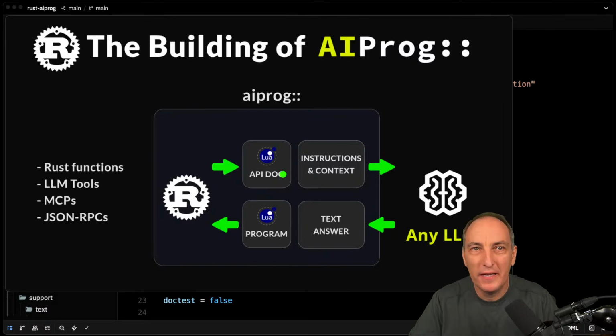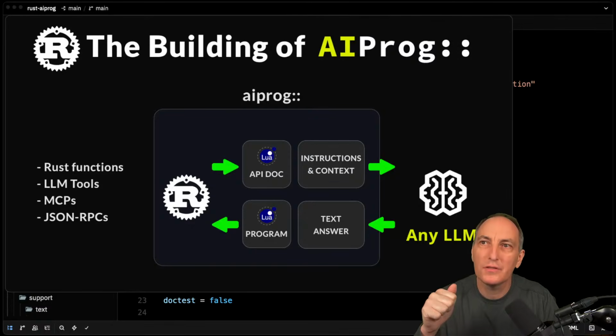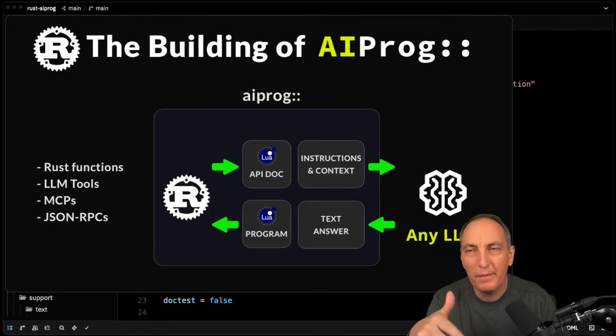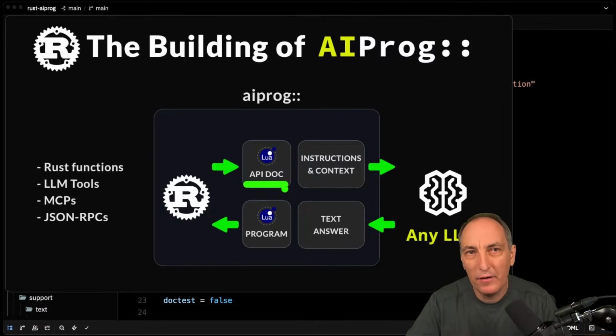Rather than the tool calling business, where we send a list of tools and the AI tells us which tool to call, almost one at a time, and then we call them and send back the result, the goal here is to have a Rust runtime with Lua, which is an embedded scripting language. We give our API doc, we send our instruction, and then the AI sends back a program: the text answer and the program, and we run the program.